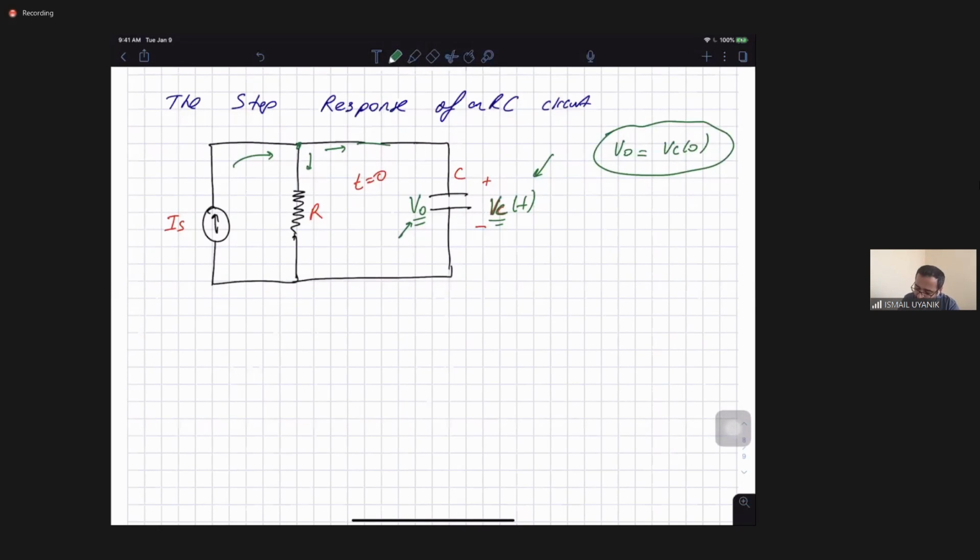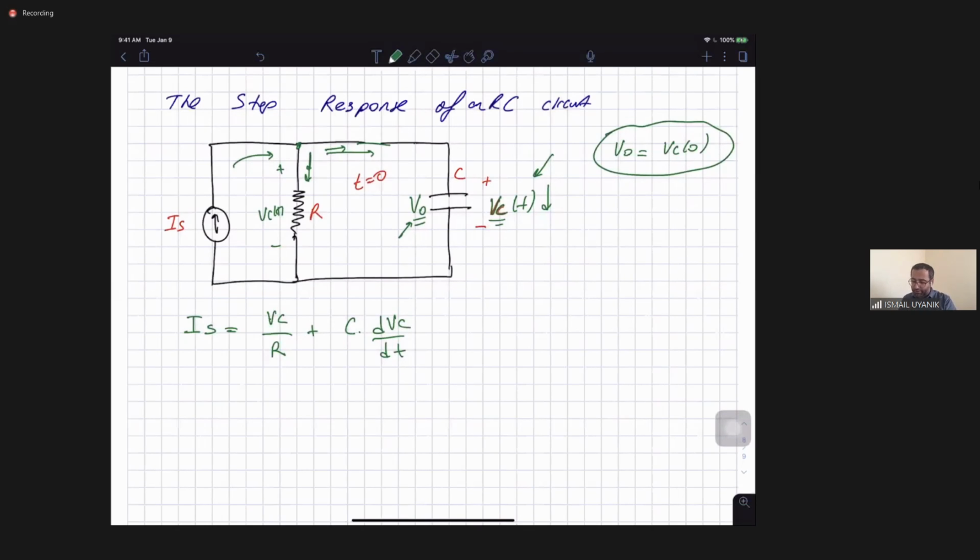So the IS here will be equal to, so this one will also be VC(t), right? They are parallel with the capacitor. So the current flowing through this branch will be VC divided by R. And then current flowing through this branch, which is the capacitor current, and its direction is in this direction. So that will be, I think, C times dVC over dt. Is this okay for everyone?